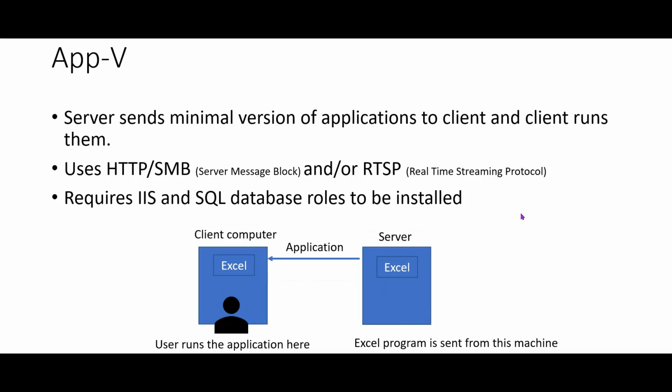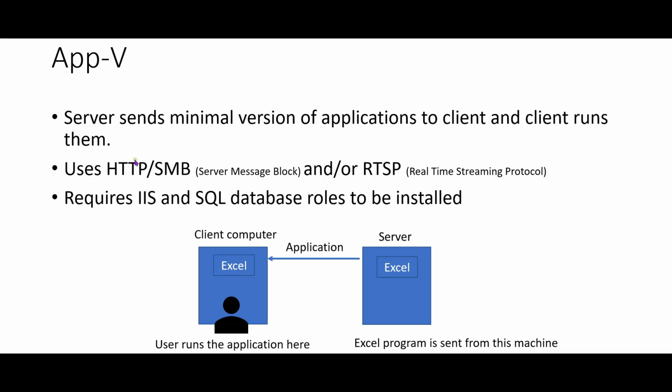The third one is AppV. In the case of AppV, the application that's on the server here is actually sent over to the client computer, and it can run on the client computer and then die when it's done. So this guy can actually work on the client computer over here, and it looks as though this application always was on the client computer, even though it's not. Now this one does not run over RDP. This actually runs over HTTP with the server message block, and/or over real-time streaming protocol, RTSP.